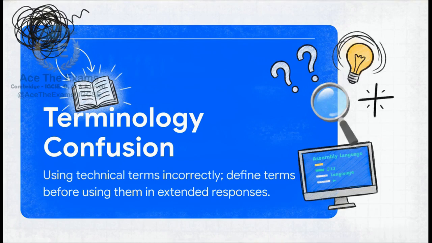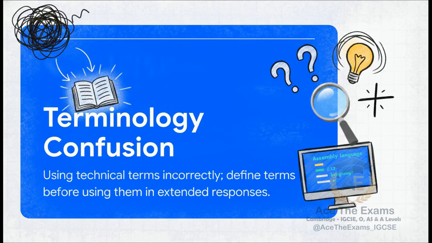But honestly, the biggest examiner alert of all, terminology confusion. The reports show time and time again that candidates misuse technical terms, and it's a massive drain on their scores. The fix here is super simple. Never, ever assume the examiner knows what you mean. You need to explicitly define your terms. Make sure you're clearly distinguishing an opcode from an operand before you start throwing them around in your extended responses.